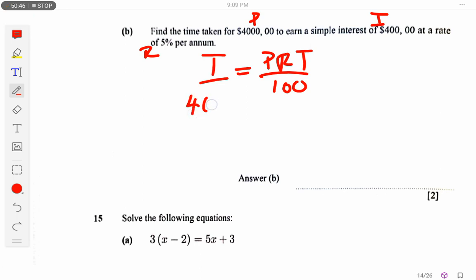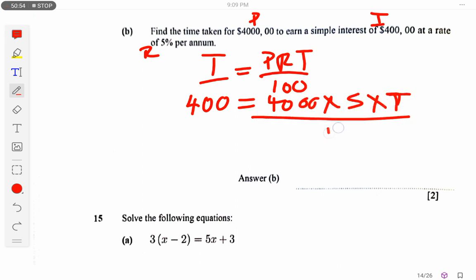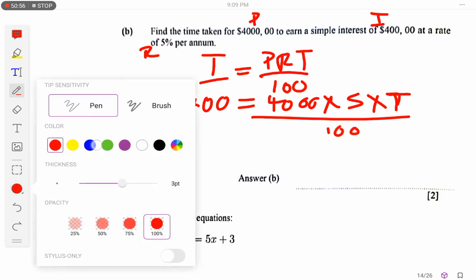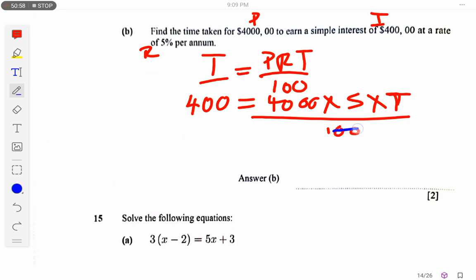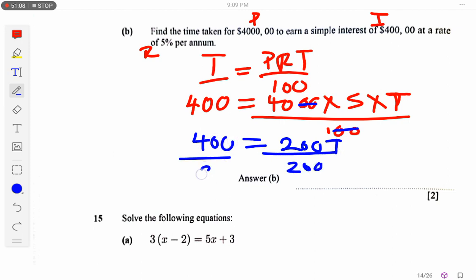So I can say 400 is equal to P, 4,000, times R, 5, times T over 100. I can divide the 100 there and they cancel off each other. So I have 40 times 5, that's 200 T, and then you have 400. So I divide by 200 here, divide by 200 here. So our T is going to be, they cancel off each other there.